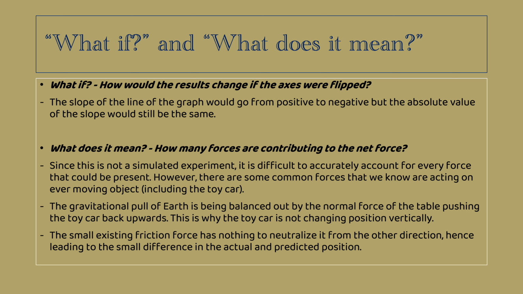Since this is not a simulated experiment, it is pretty difficult to accurately account for every force that would be present. But there are some common forces that we know that act on every moving object. So the gravitational pull of Earth is balanced by the normal force of the table that the ramp is on, and the small existing friction force also plays a role in the small difference between the actual and predicted position.